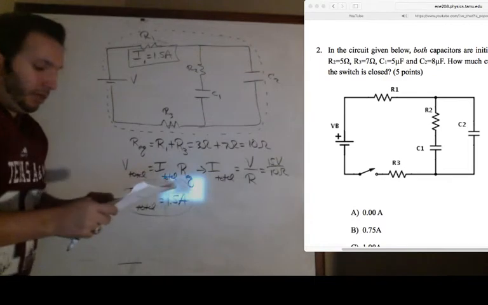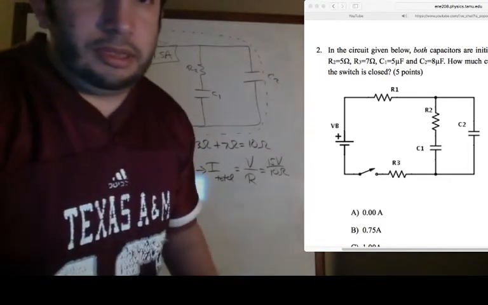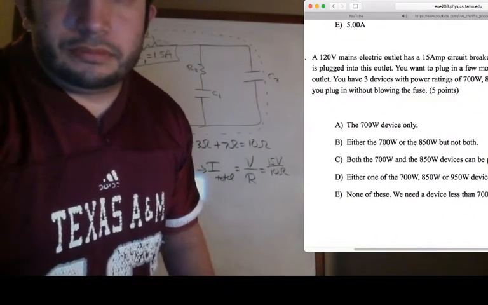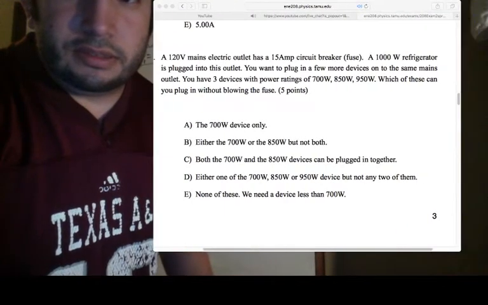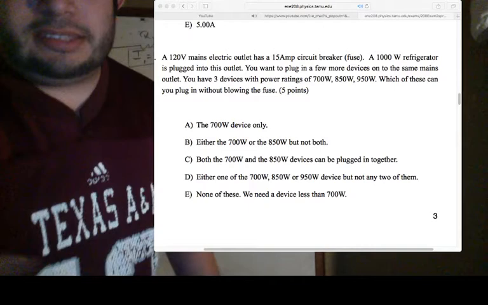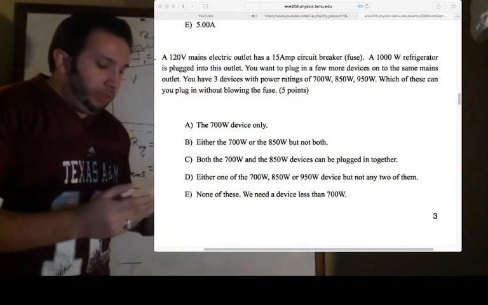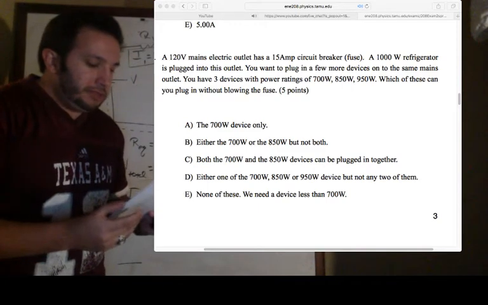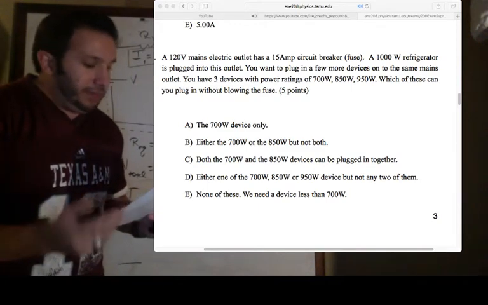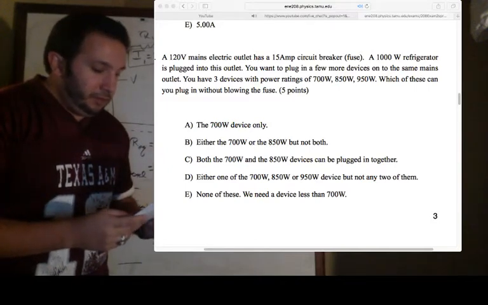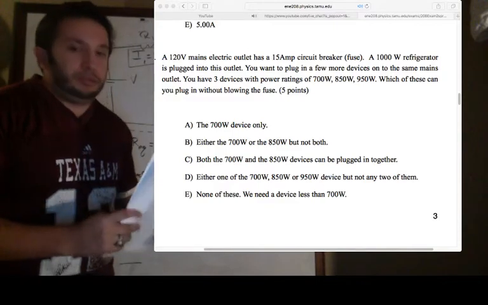So, now that we've gone through that one, let's take a look at number 3. Okay. Let's read this. It says: 120 volt main electric outlet. Main electric outlet has a 15 amp circuit breaker. A 1000 watt refrigerator is plugged into this outlet. You want to plug a few more devices on to the same main outlet. You have 3 devices with power ratings of 700, 850, and 950. Which of these can you plug in without blowing the fuse?